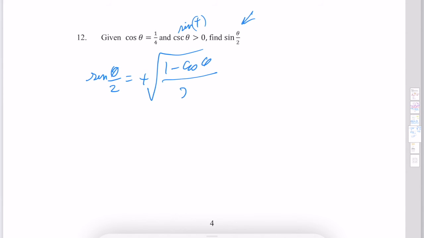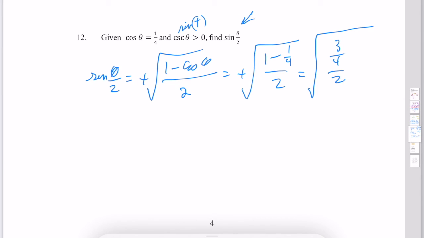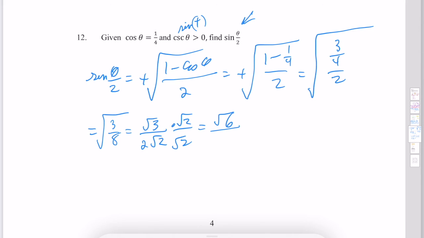So I have a positive square root of 1 minus 1/4 over 2, which equals the square root of 3/4 over 2, which is the square root of 3/8, which is the square root of 3 over 2 square root of 2, but I don't like radicals in my denominator. So I get the square root of 6 over 4 as our final answer.